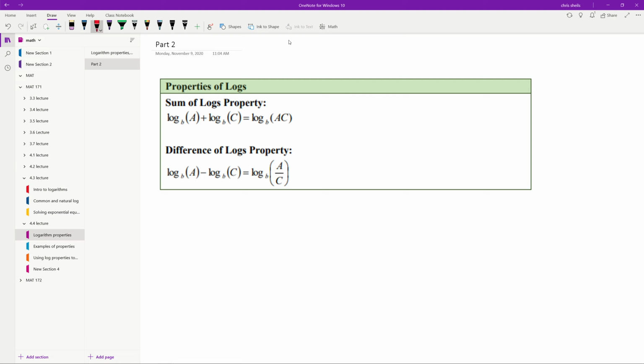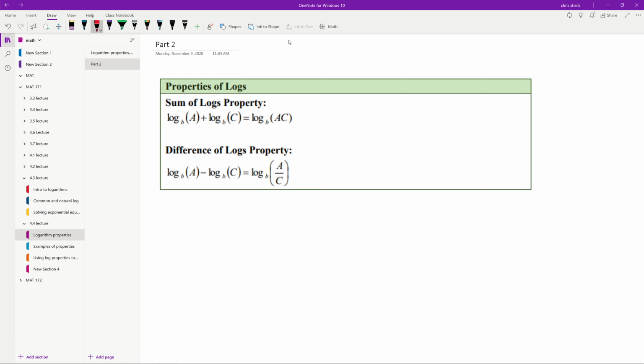Similarly, I have this difference property. If instead I am subtracting two logarithms, and notice again, same base. This doesn't work if they have different bases. They have to have the same base. If I'm subtracting two logarithms, I can express this as one logarithm, wherein I am dividing these two arguments.